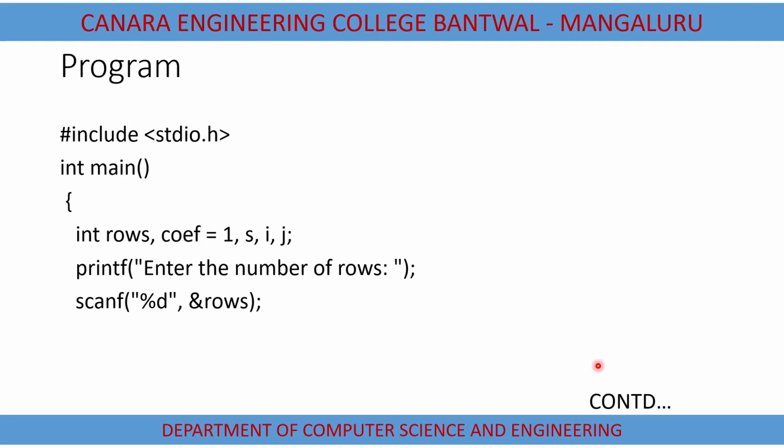Now we'll try to implement the program of Pascal triangle. We'll start with #include <stdio.h> followed by int main, that is the main function we are going to write. We'll open the bracket followed by int rows. So rows will take care of the number of rows for the Pascal triangle. If the Pascal triangle has 5 rows, the rows are entered in the rows variable.